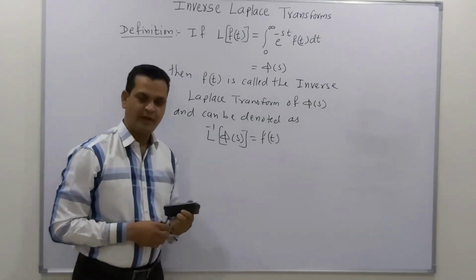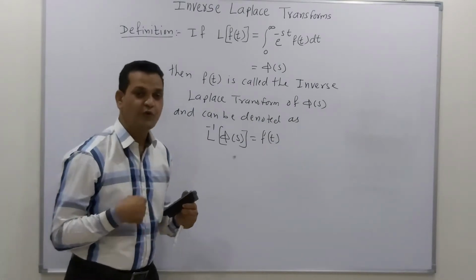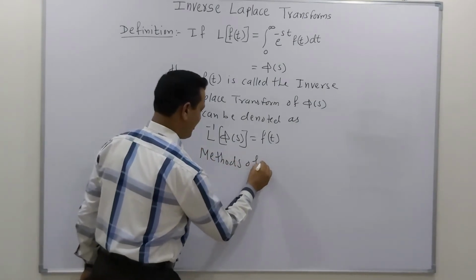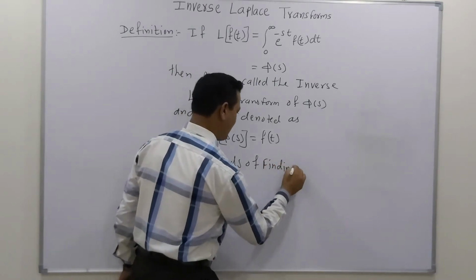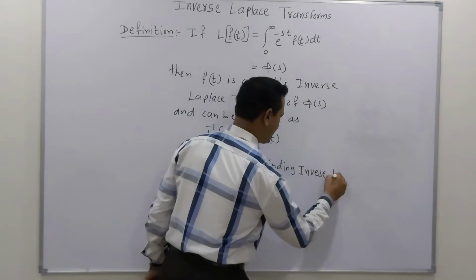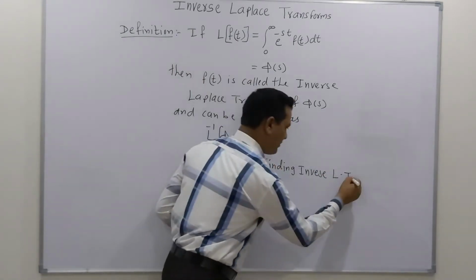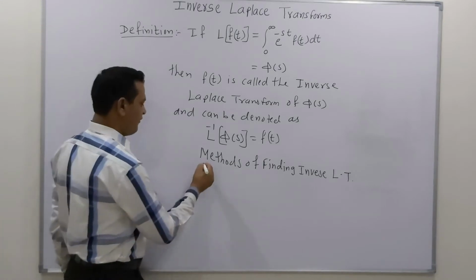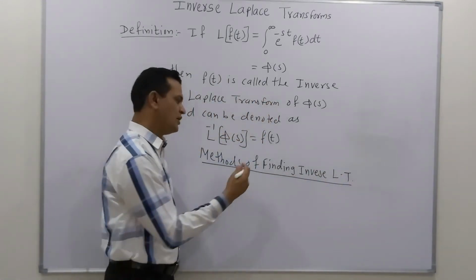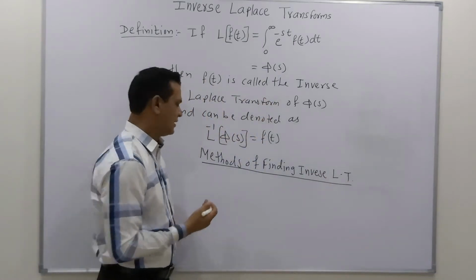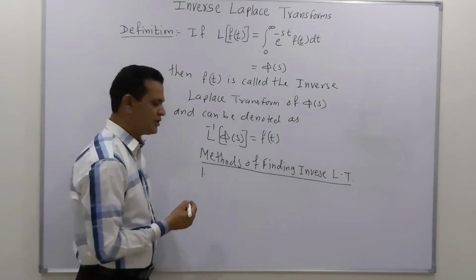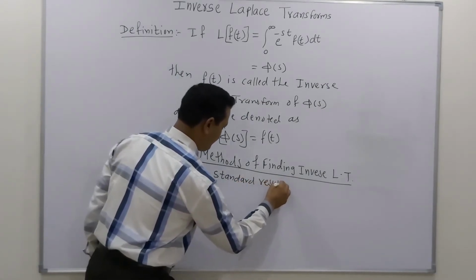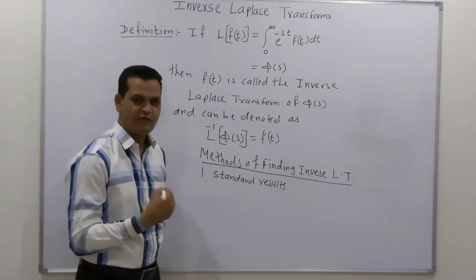For solving examples based on inverse Laplace transformation, there are 5 different methods. So let's discuss the methods of finding inverse Laplace transformation. In short, we are abbreviating Laplace transformation as LT. The first method for finding the inverse Laplace transformation is called the standard result.